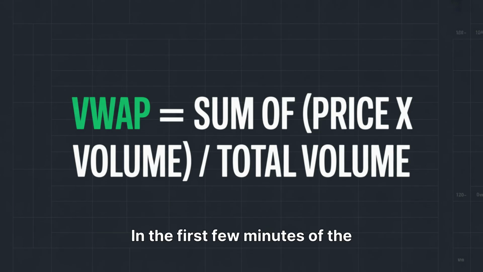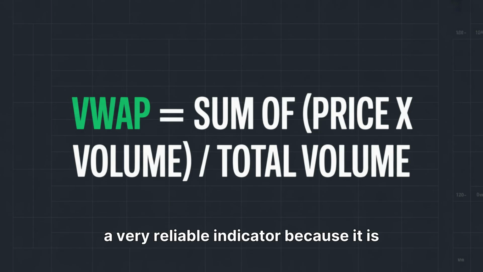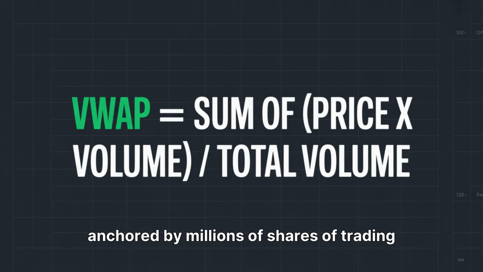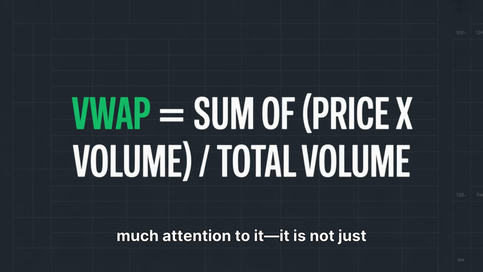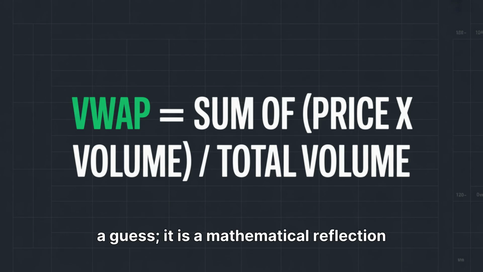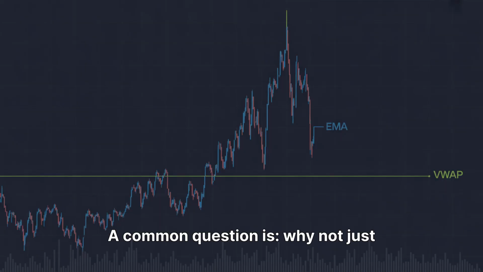In the first few minutes of the market, the line might jump around as data is thin, but after the first hour, it becomes a very reliable indicator because it is anchored by millions of shares of trading data. This is why professional traders pay so much attention to it. It is not just a guess, it is a mathematical reflection of the entire market's participation up to that exact second.